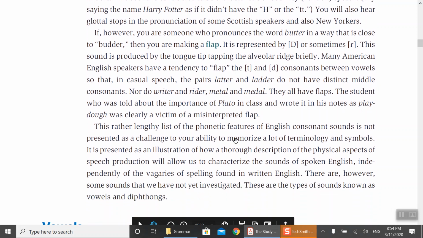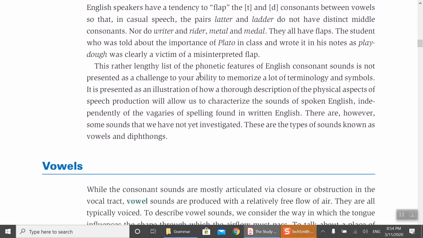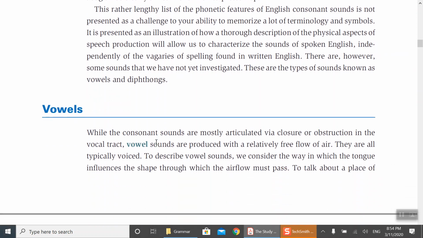Okay, now we go to vowels. When we talk about vowels, it means we have short vowels, long vowels, diphthongs, and also triphthongs. So what is the definition of vowels? Consonant sounds are mostly articulated via closure or obstruction in the vocal tract. What about vowel sounds? They are produced with a relatively free flow of air. They are all typically voiced.